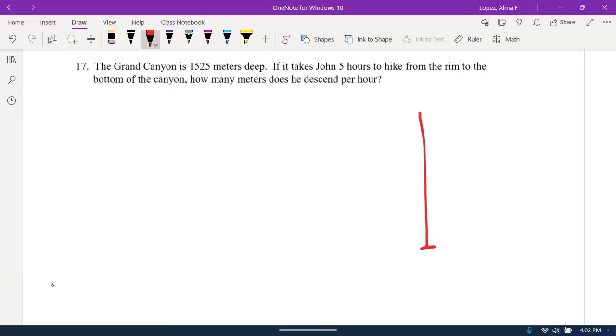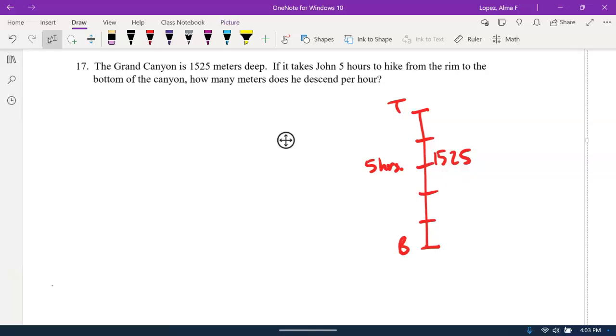Okay, so let's pretend that from here to here, this is the top and this is the bottom of the Grand Canyon. And it is 1,525. It takes him 5 hours. So if I were to break this up into 5 pieces, each one of these little chunks is 1 hour. They're trying to ask us, how much does he hike every hour? Well, if it's 5 hours, and I want to know, what does that mean for each hour? It's a division problem, isn't it?